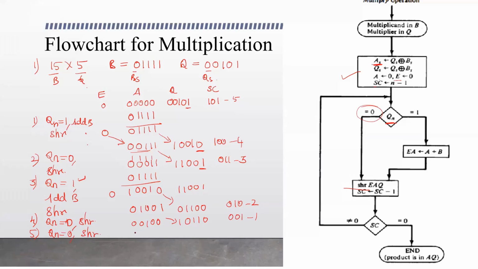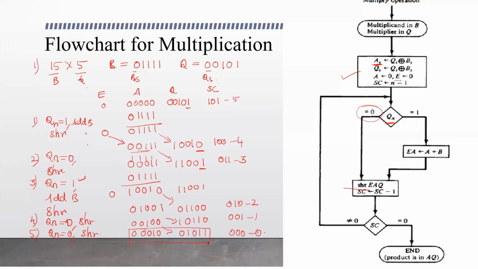When you shift right, 0, 0, 0, 1, 0, the 0 here, 0, 1, 0, 1, 1. This we decrement, it is 0. We stop the procedure when SC becomes 0. Okay, so what is this? Now this will be our result.